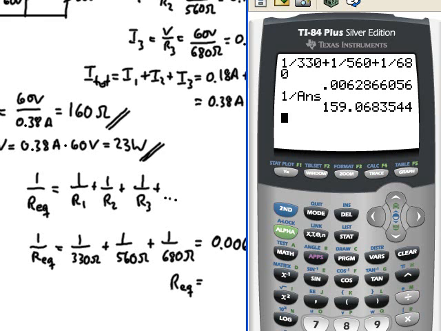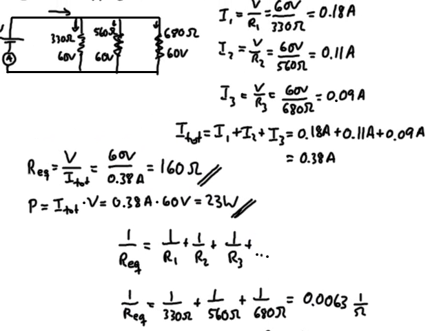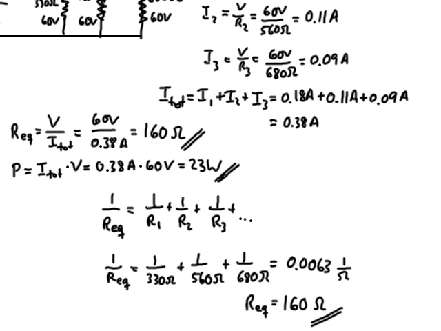comes indeed out to the 159.0 that I had earlier on my calculator, or I calculated 157.9, but that's within rounding in between. Still, that rounds to 160 ohms as well, which is the same as calculated earlier using the rules for a parallel circuit and eventually coming up with the equivalent resistance.